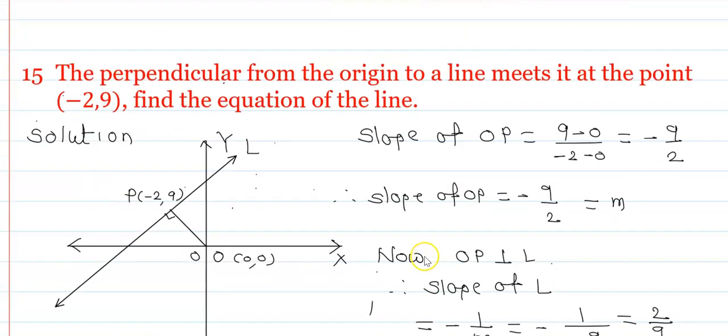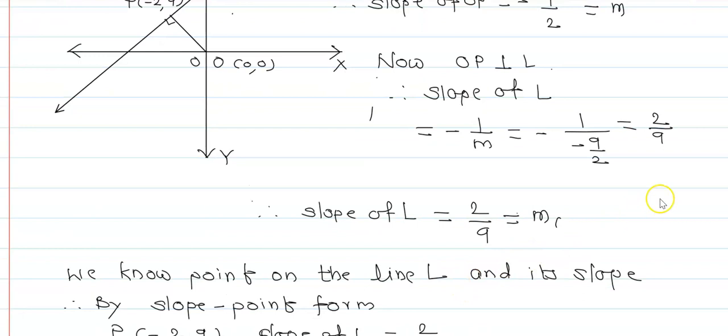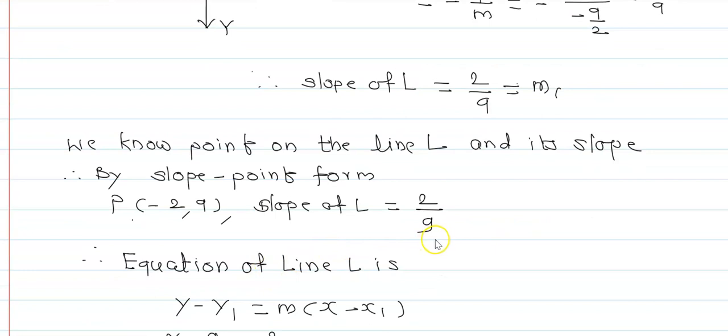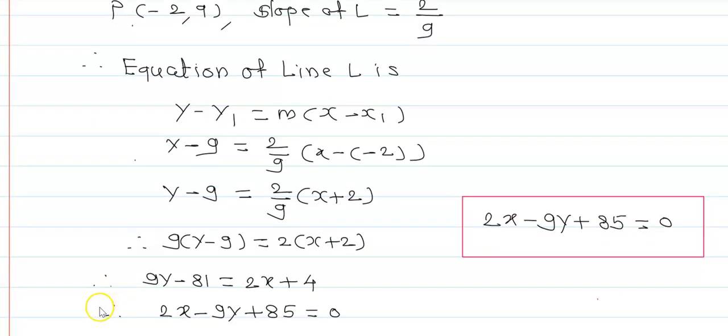Now see this here. The perpendicular from the origin. This OP is a perpendicular. Our required line is L. It is perpendicular at the point minus 2, 9. Therefore, first find out the slope of OP. It is M. Now the slope of line L is minus 1 upon M, that is nothing but 2 by 3. It is treated as M1. We know a point on the line L and its slope. Therefore, by slope point form, this is the equation. Okay. I will take the next question.